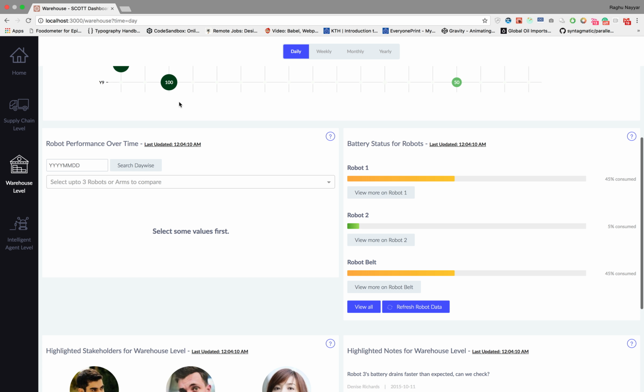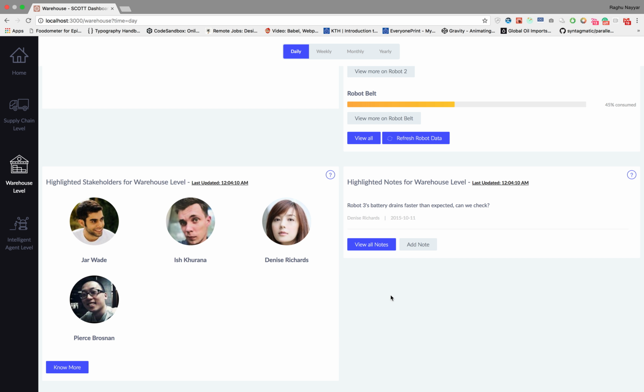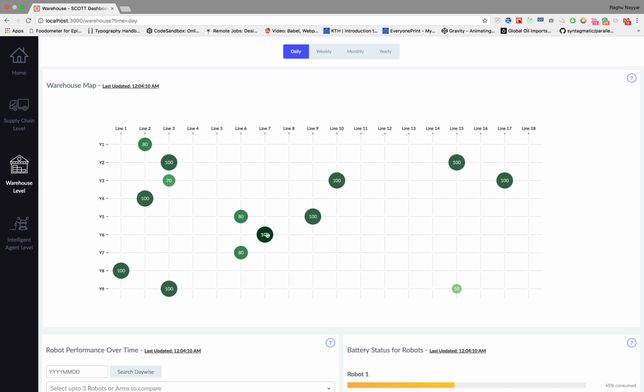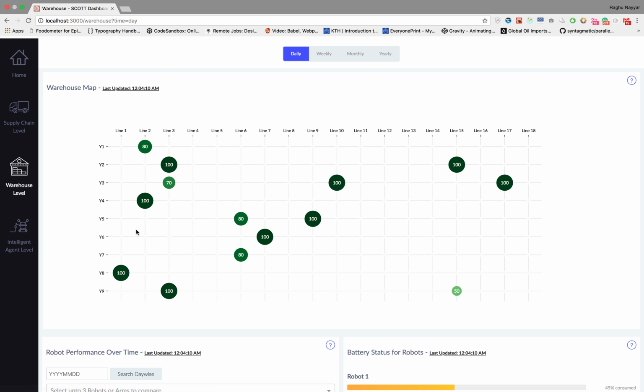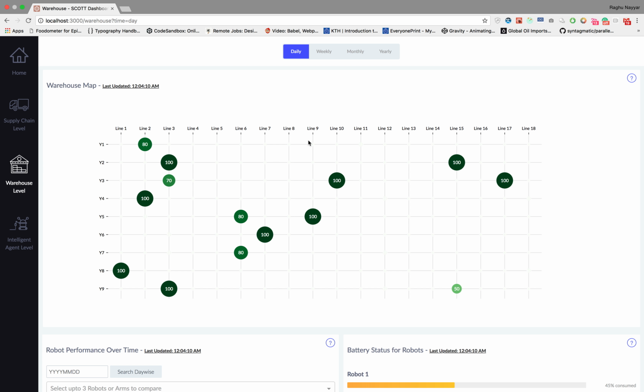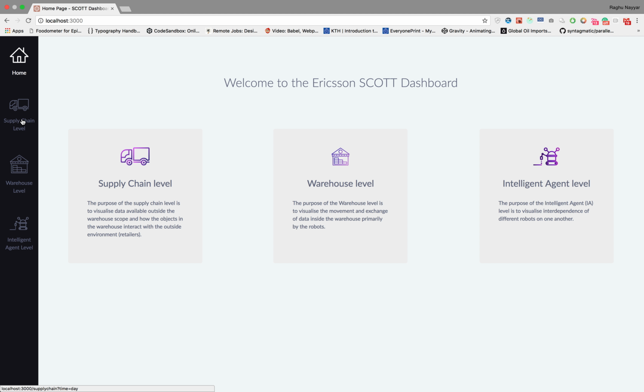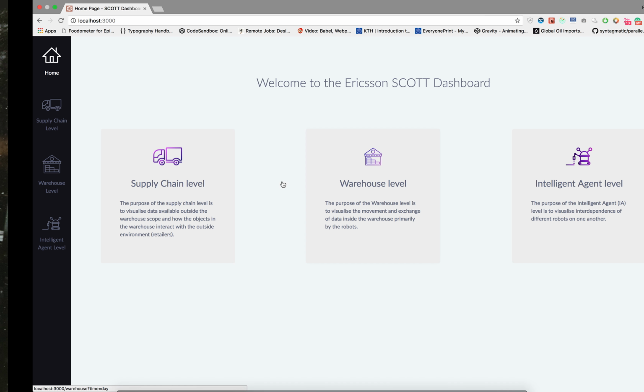So yes, apart from that, the design scheme is quite consistent with each other, and that's one of the rules and guidelines I've followed while making this visualization. So yeah, after that, let's dig into the first visualization, the supply chain level.